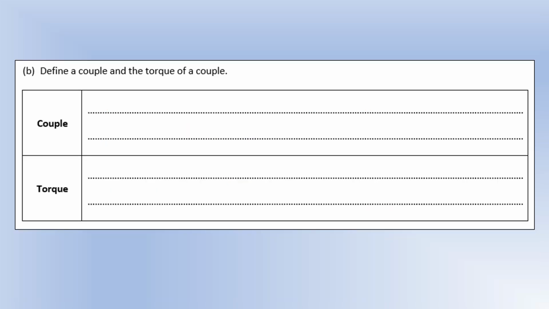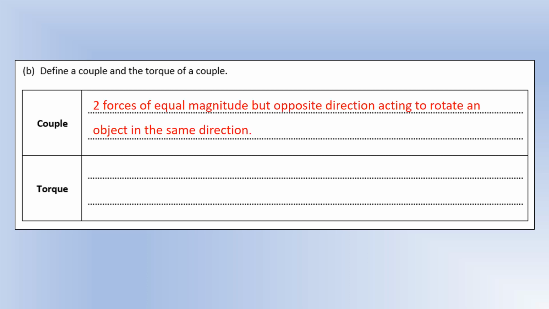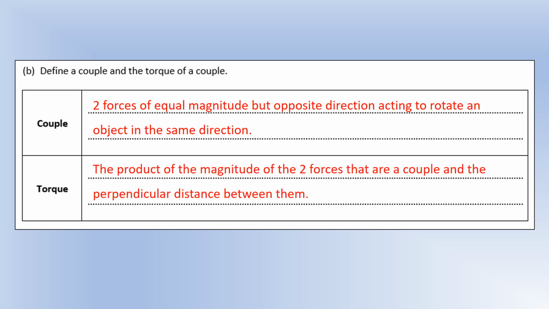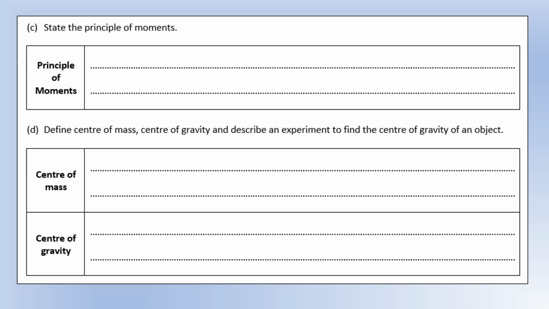Okay. Now we're going to define a couple and a torque. A couple is when we have two forces with equal magnitude in opposite directions, but they're acting to rotate an object in the same direction, so they're both clockwise or both anti-clockwise. The torque you get from a couple is the product of the force and the distance between them. So that would give you what the torque was.